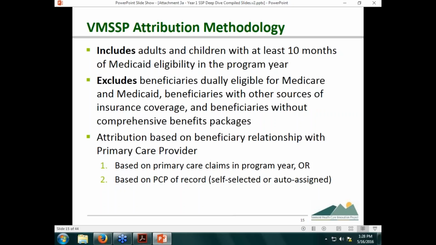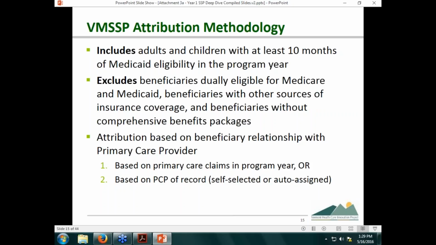So we can identify that through one of two ways, and we call this the two steps in our attribution methodology. The first thing that we look at is claims data from a historical time period. So if we see in the claims data that an individual has received primary care services from a primary care provider who is participating in an ACO, we can use that relationship to establish ACO attribution.